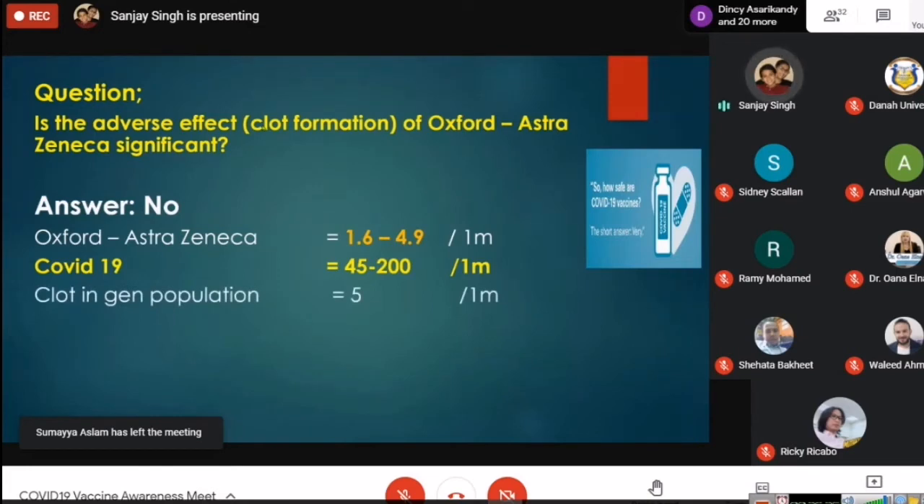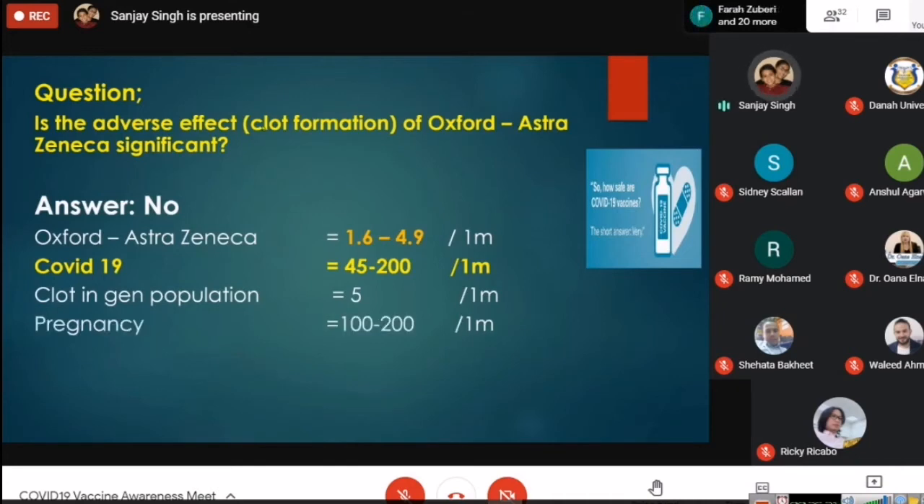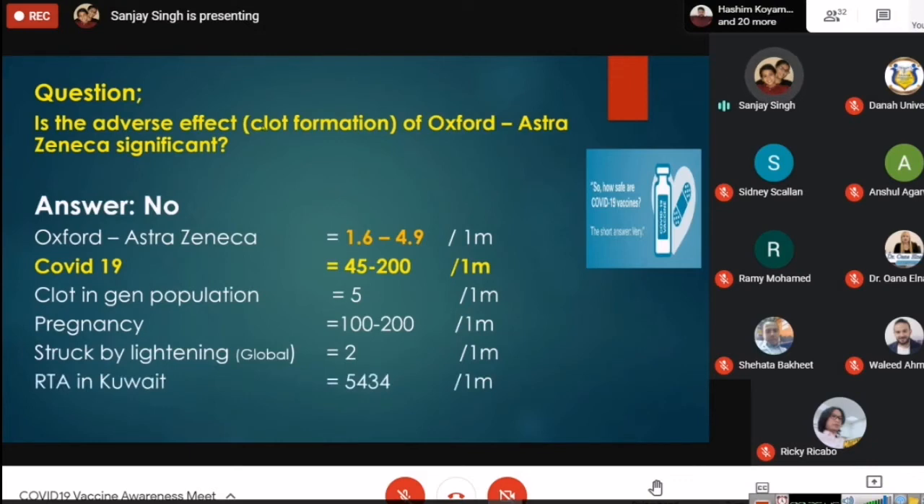If you compare to other incidents, clot in the general population is 5 in 1 million. Clot in pregnancy is also common, it's 100 to 200 per million. And the chance of being struck by lightning globally is 2 in 1 million. And the chance of having a road traffic accident in Kuwait is 5,431 out of 1 million. So you can see how insignificant the adverse effect of clot in the vaccines is.